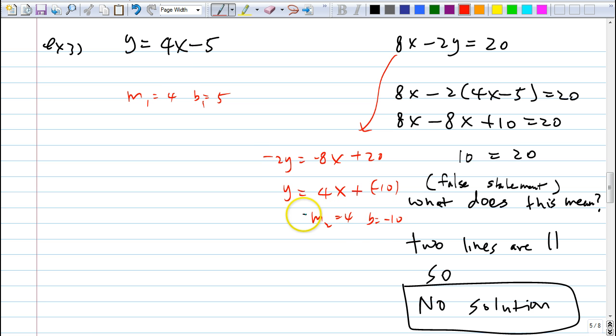And look at the slopes. The slopes are the same, with different y-intercepts. What does that mean? The two lines are parallel. Does that make sense? So that's what we get there. Any questions? You understand? Okay. So let's move on to the next one.